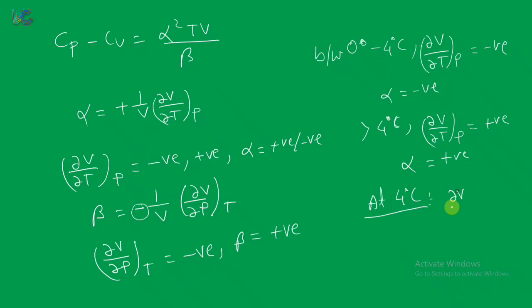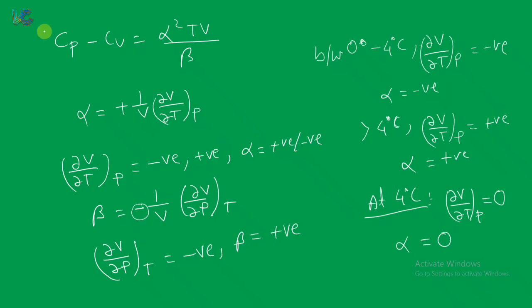This quantity, del V del T at constant P, becomes 0. That means there is no change in volume with respect to temperature. So at 4 degree centigrade, del V del T at constant P is equal to 0. That means alpha is equal to 0. So this is a special condition.